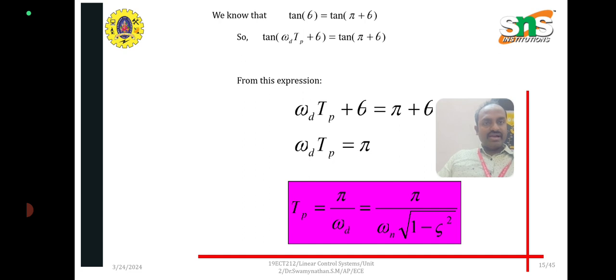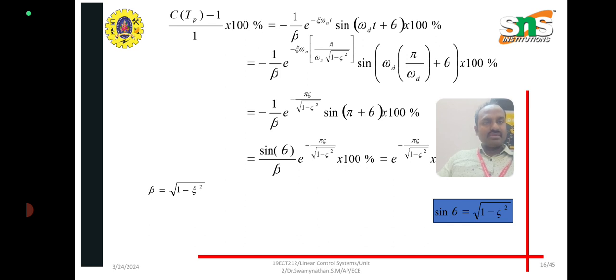You can get the value Tp is equal to pi by omega d, which is pi divided by omega n root of 1 minus zeta squared. You can also get sin theta equal to root of 1 minus zeta squared.